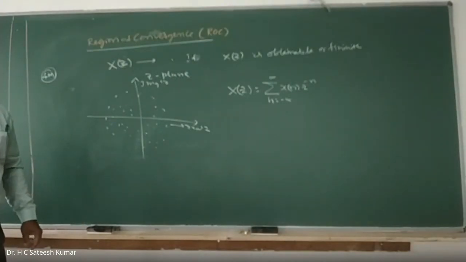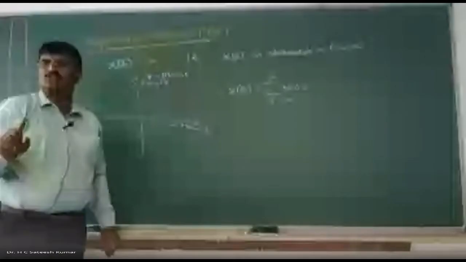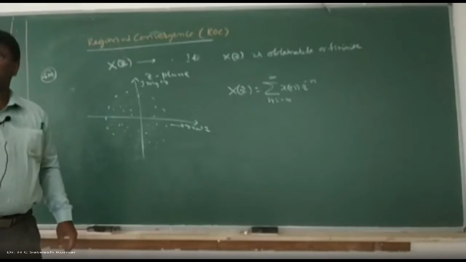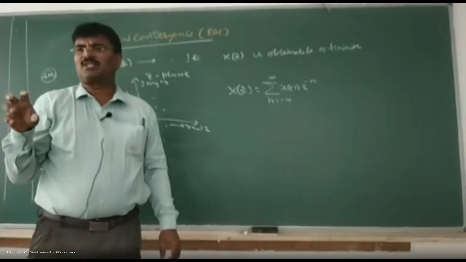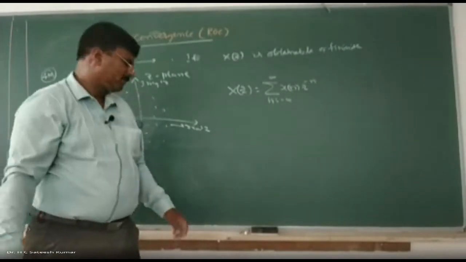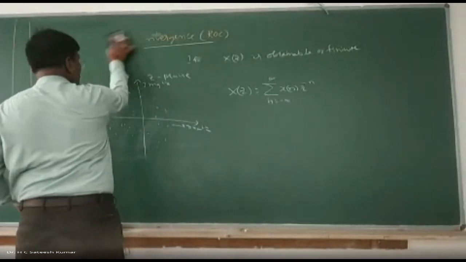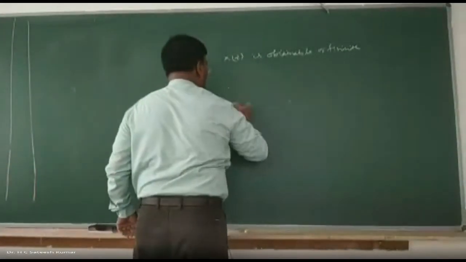Convergence is nothing but this: X of z is said to be convergent if X of z is obtainable or finite. Then what do you mean by region of convergence? These are the values of z for which X of z is obtainable or finite, known as region of convergence. This is a very, very important topic in the z transformation. ROC is specified everywhere.